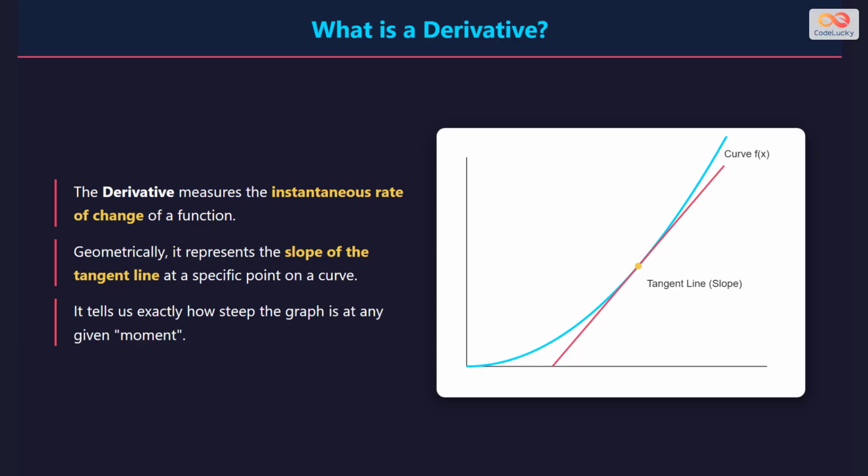First, what exactly is a derivative? Simply put, it measures the instantaneous rate of change of a function. If you look at a graph, the derivative represents the slope of the tangent line at any specific point. It tells us how steep the curve is at that exact moment.